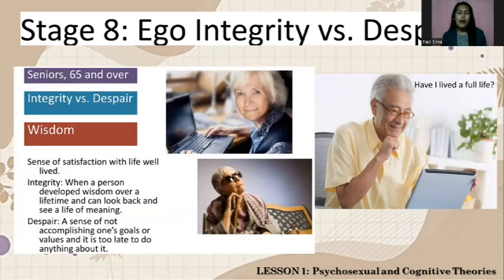And this despair, the negative factor of this stage, if this is not fulfilled, is all about a sense of not accomplishing one's goals or values, and that it is too late to do anything about it. So if they reflect on the things that they did in the past, they are going to regret. So that's it, class.